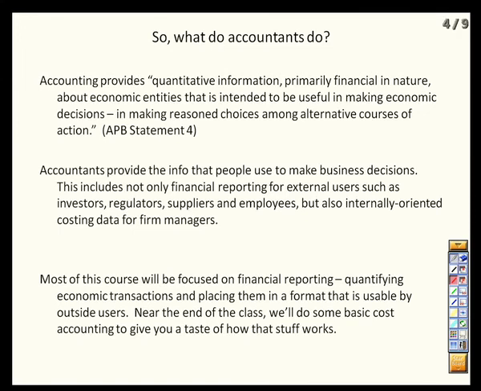I stole this quote from one of the older versions of the accounting standards. Quantitative information, primarily financial in nature, right there. This means they're going to give you numbers, lots of numbers, and most of them will have dollar signs in front of them. About economic entities, that is intended to be useful in making economic decisions. And that's just what we did, didn't we? That's what my goal as an accountant is to do, to provide you, the user, with the information you need to make reasoned choices. The bulk of this class, the first 10 chapters, is focused on external reporting.